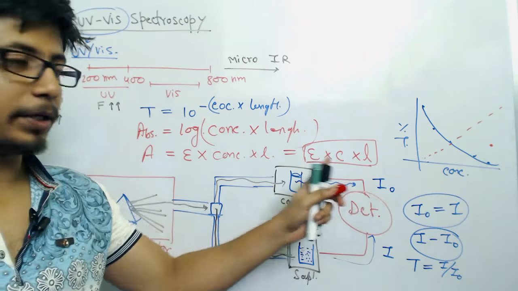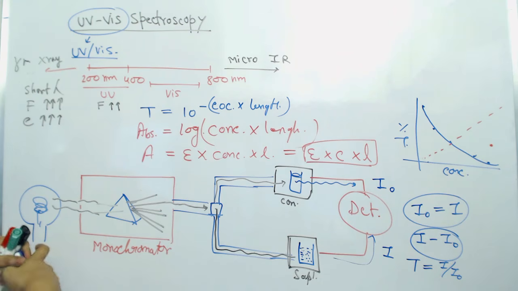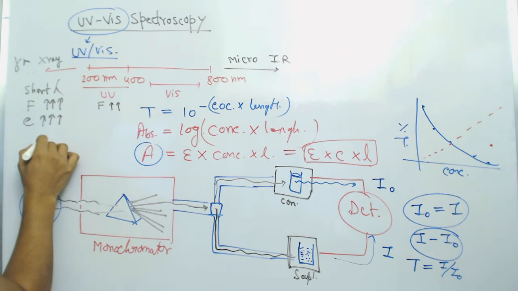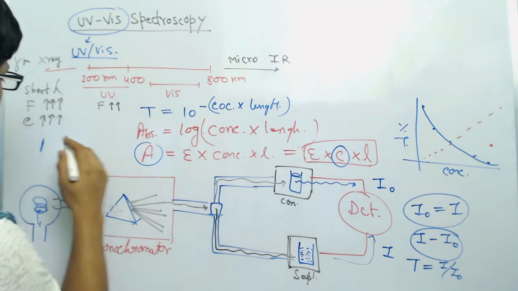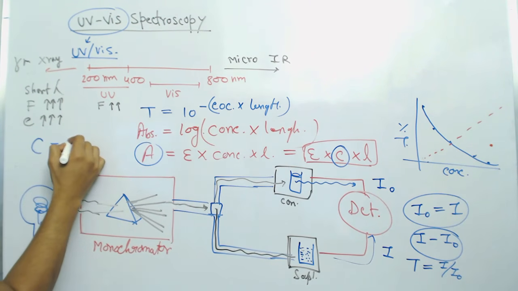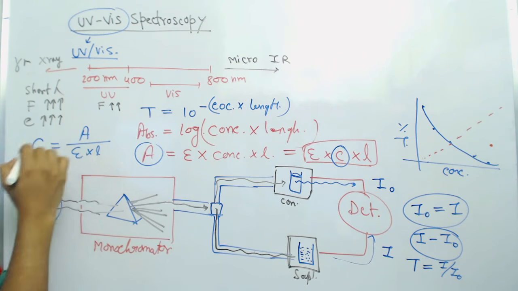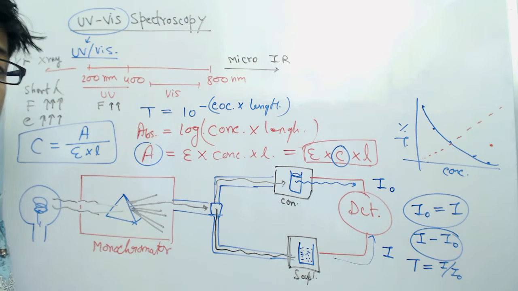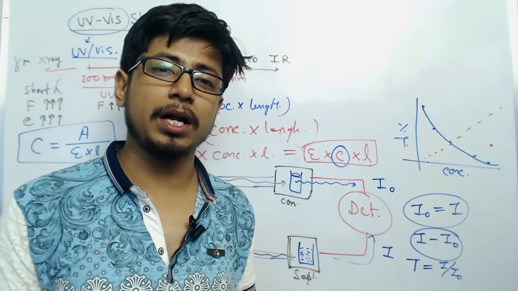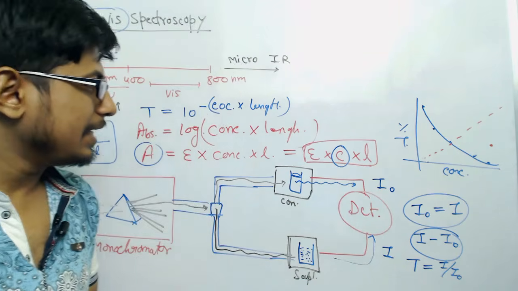And from this equation, what you can also tell is, because in experiments we can find absorbance, if you know absorbance, you can find concentration. So the concentration will be absorbance divided by epsilon into L. This is how we can calculate the concentration of an unknown molecule, which can be protein, DNA, or any other molecule out there.